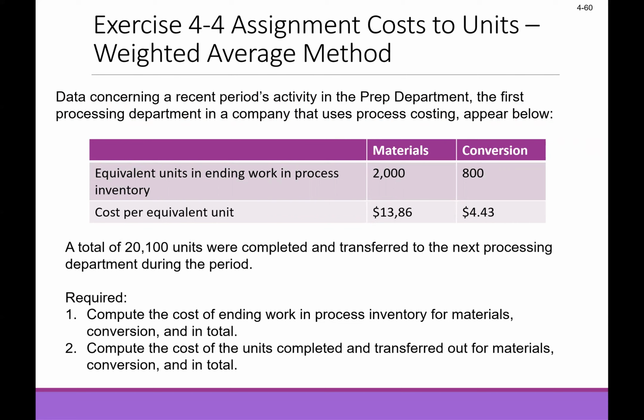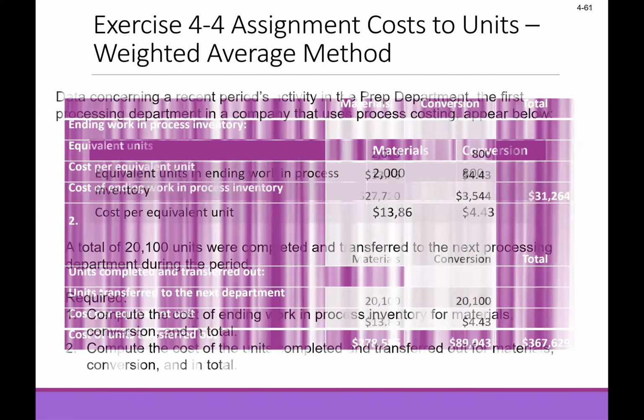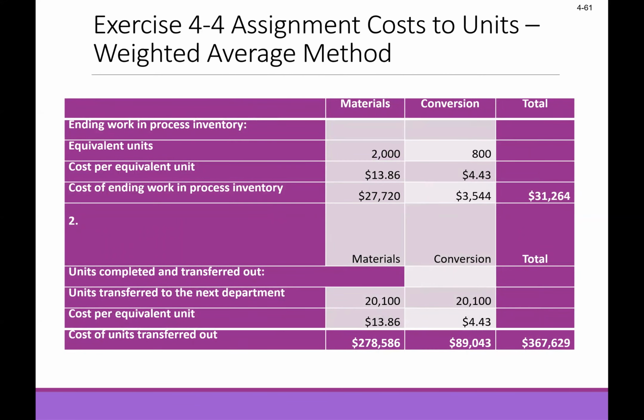Okay. So we know ending work in process, 2,000 at $13.86 per unit gives us the 27,720. Conversion, we do it the same way. And the way we know what was transferred out, we're going to take those same cost per equivalent unit to determine the units transferred out to the next department.